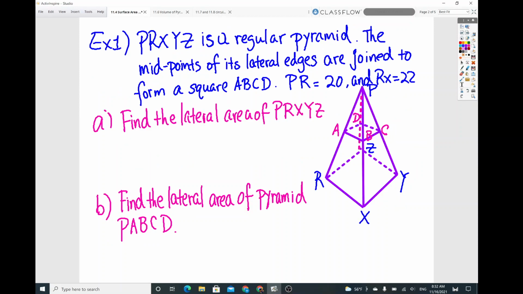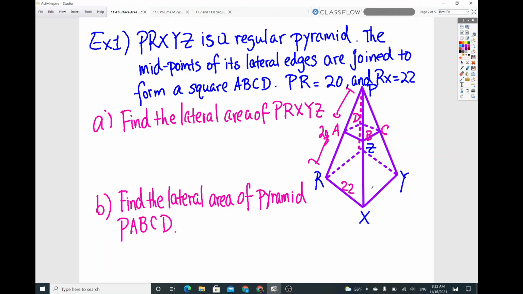So now let's take a look at one of the examples here. PRXYZ is a regular pyramid. The midpoints of its lateral edges are joined to form a square ABCD, so those are the midpoints of those slanted edges. And then PR is 20, so the distance here is 20. And then RX is 22.